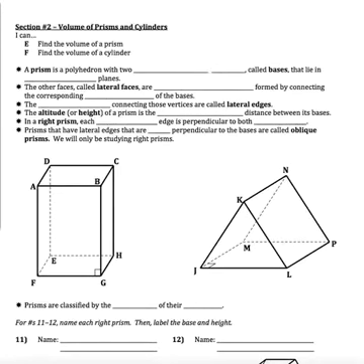In this video, we'll focus on how to find the volume of prisms and cylinders. So a prism is a polyhedron with two congruent faces called bases that lie in parallel planes. The other faces, called lateral faces, are parallelograms formed by connecting the corresponding vertices of the bases.